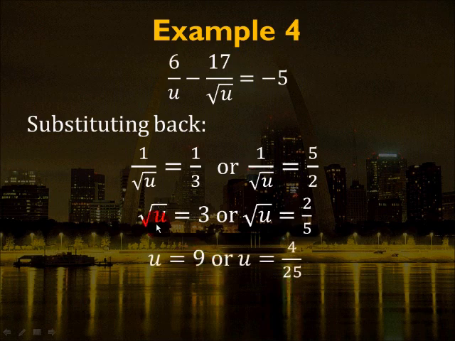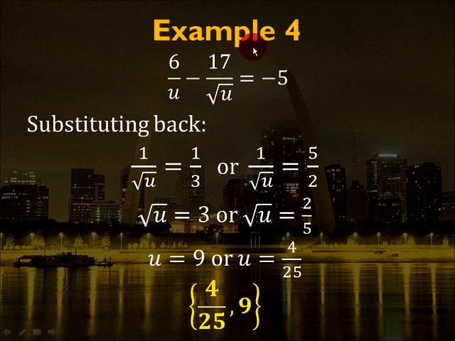So u is 9. By squaring both sides, you get u is 9. And here, squaring both sides gets you 25/4. And that is your answer to example 4. So, again, if you can see the relationship as to what f of x is, you can go ahead and substitute without doing the extra step. If you're having a more difficult time seeing it, rewrite the equation and see if you can find out what the function of x you need to substitute for is.